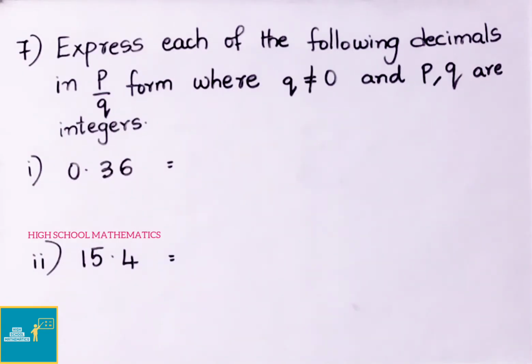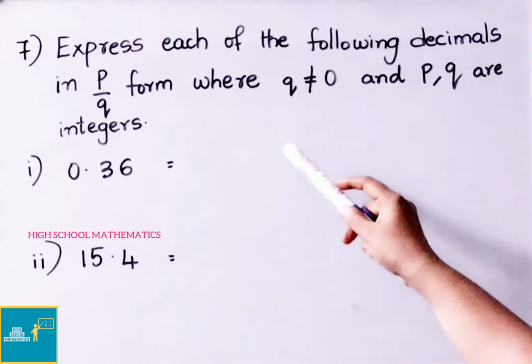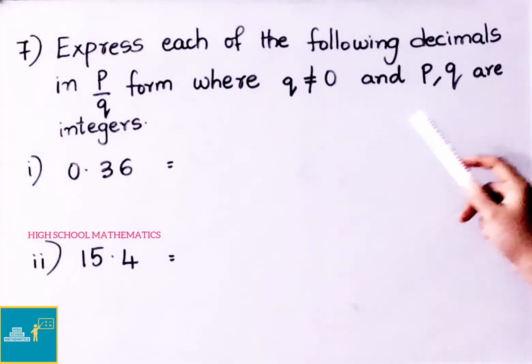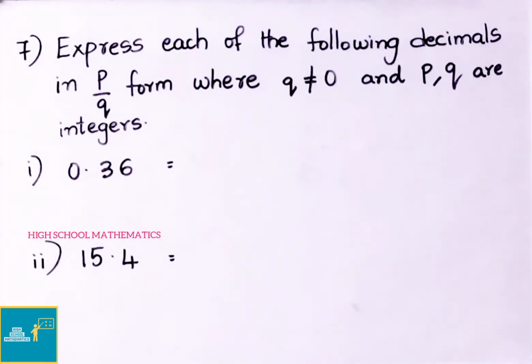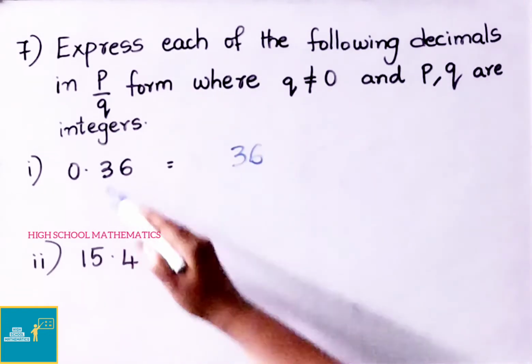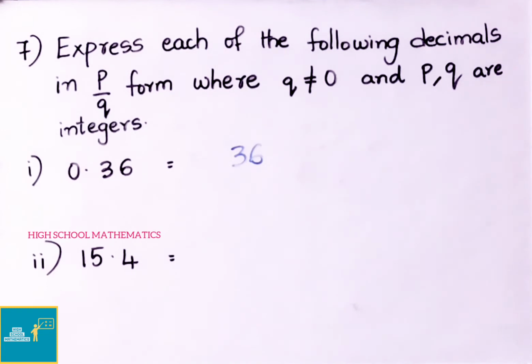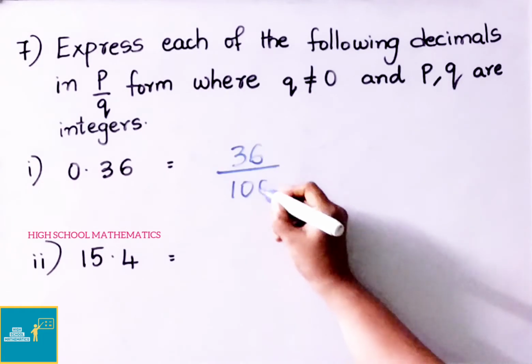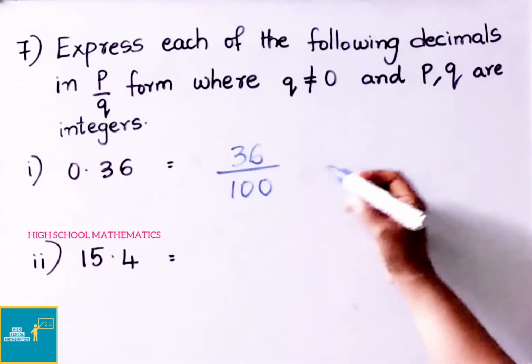See now question number 7. Express each of the following decimals in P by Q form where Q is not equal to 0 and P, Q are integers. See now first sum 0.36. Now we have to convert this decimal into P by Q form. So first write down the numbers after the decimal, 3, 6. Then how many digits were there after the decimal? 2 digits. So 2 digits means we have to write 100 in the denominator. So 0.36 means 36 by 100.